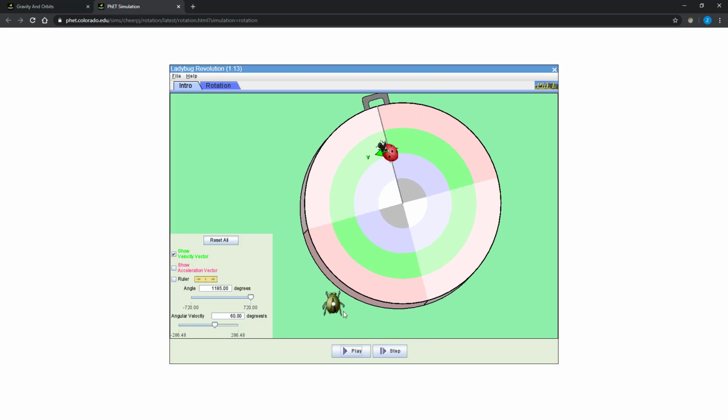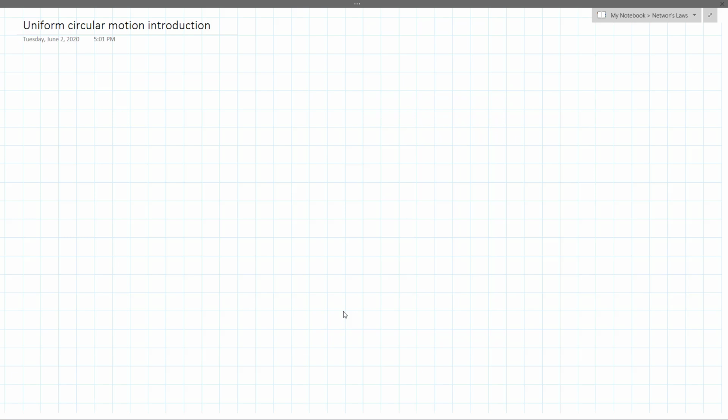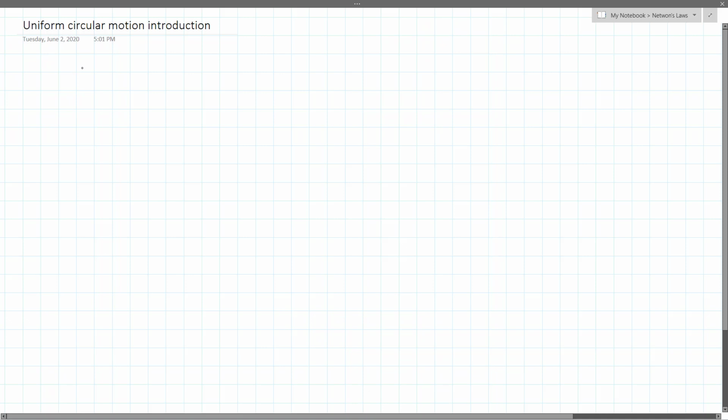Okay, so let's get back to the notes, and we'll write something down now. For uniform circular motion, we just saw we need a constant angular velocity, and that is the uniform part. What kind of circular motion? Uniform. So it's rotating with a uniform velocity.